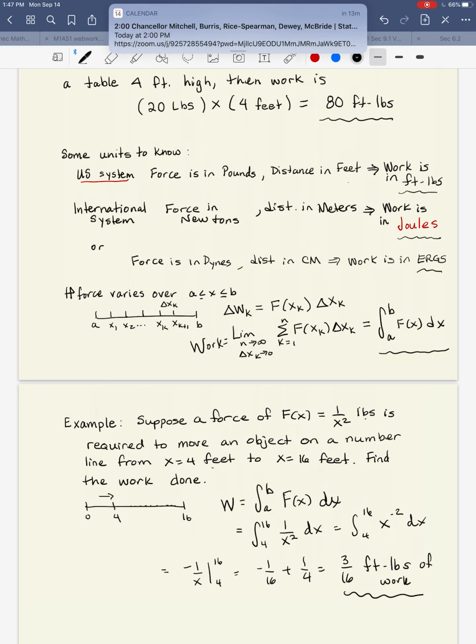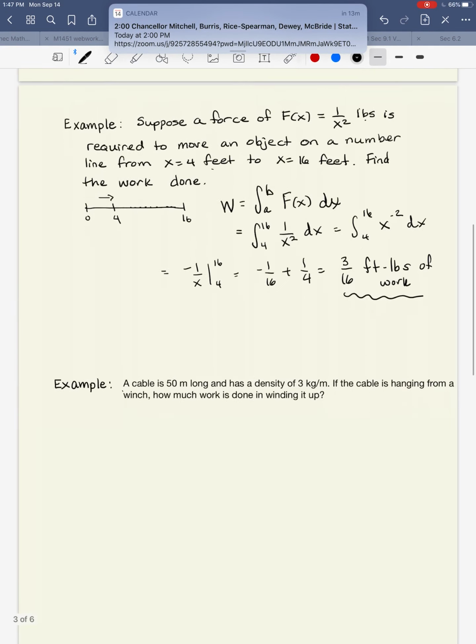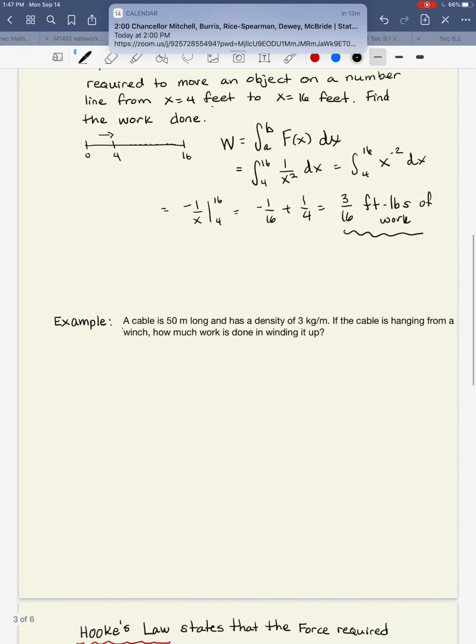We cut things up into tiny pieces to get the integral to compute the work if force depends on position. Here's another example. I've got a cable 50 meters long, and it has a density of 3 kilograms per meter. The cable's hanging from the winch. How much work is done in winding it up?